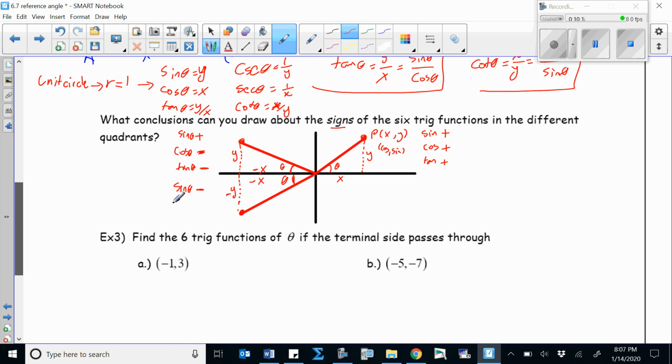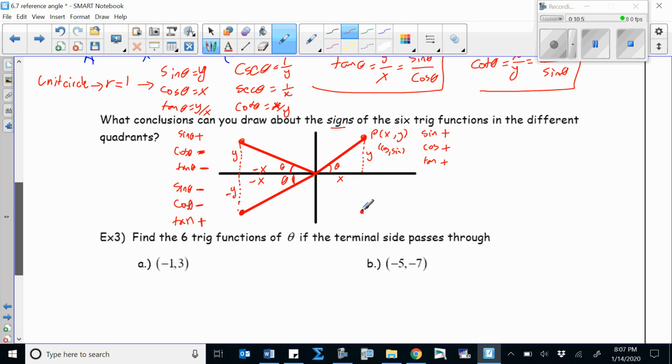Once again, why is this sign negative? Because sine is equal to y. Sine of theta is equal to y, and y is negative, so sine is going to be also negative. Cosine of theta is equal to x, and this x is negative, so cosine is also negative. What is tangent? Tangent is sine over cosine, so it will be negative over negative, and that is positive. So in the third quarter, sine and cosine are negative, tangent is positive.